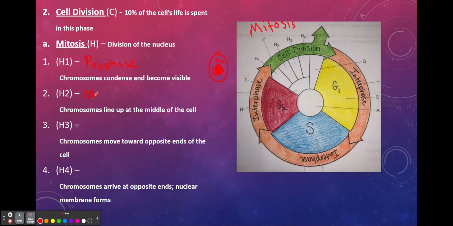Next is metaphase. So in metaphase, all the chromosomes would line up in the middle of the cell. So it'd be like this, and then you could see the spindle fibers attached to them. Next, as you can see by this, is anaphase. They move towards opposite ends of the cell. So there would be some chromosomes here and some chromosomes here.